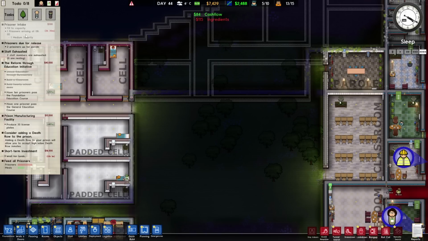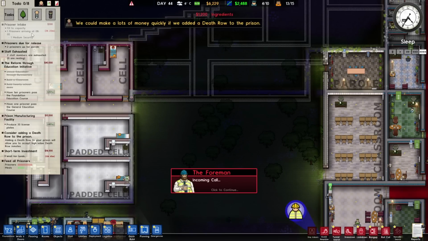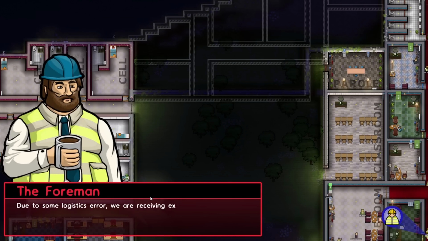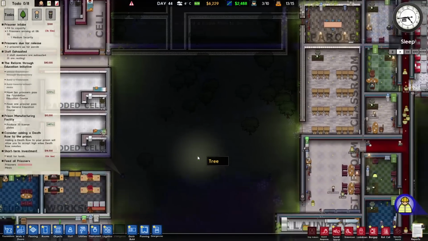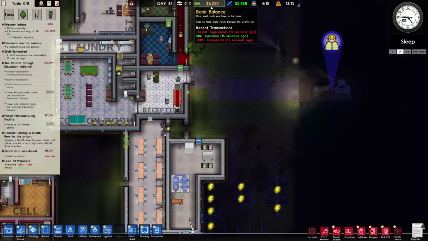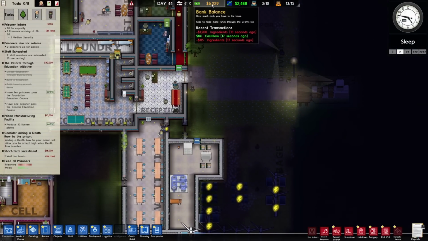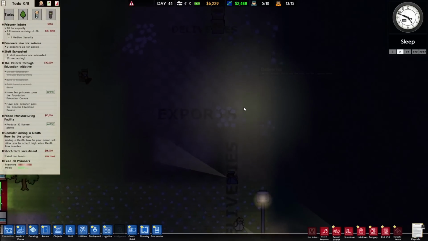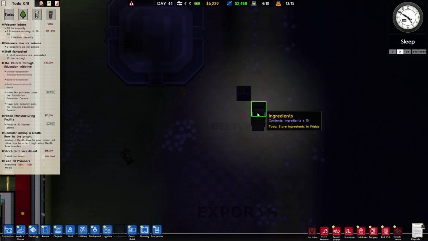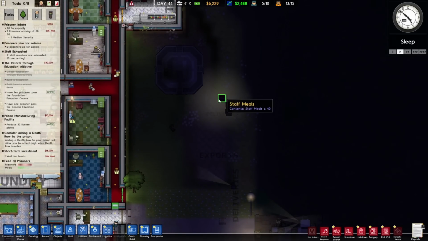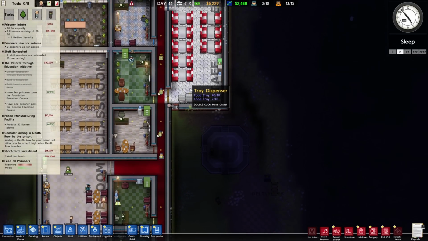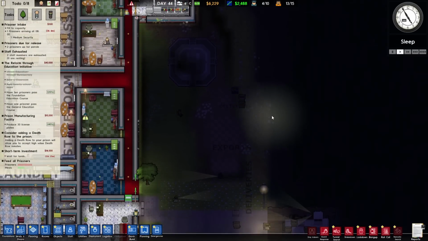We are going to get another 500 money from a new prisoner, which is nice. Ooh, the foreman. Hello, foreman. Due to some logistics error, we are receiving extra supplies. Okay, that's good, I suppose, but we are spending money on things. We spent 1,200 money on ingredients. Although, does that mean we're now going to have double the amount of ingredients because we're getting sent extra stuff? That could be quite handy, couldn't it?